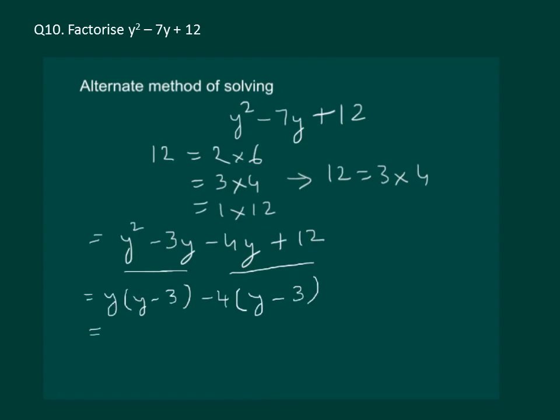This can give us y minus 3 common from both these terms, and we are left with y minus 4, and hence we have the factors y minus 3 and y minus 4 of y square minus 7y plus 12. This method is also known as the middle term splitting method.